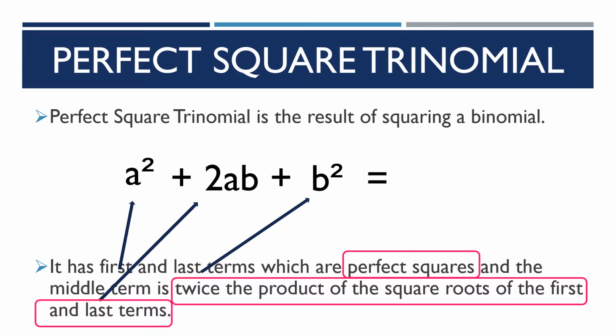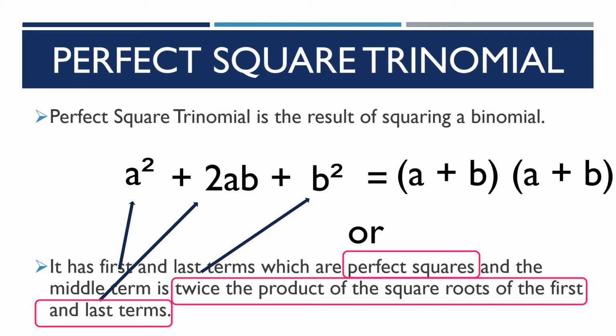Now, what are its factors? So the factors of this polynomial is equal to a plus b times a plus b, or simply you multiply the roots of the first and the last terms by itself. So you can also write it down in the power of 2, which is the quantity of a plus b raised to 2.